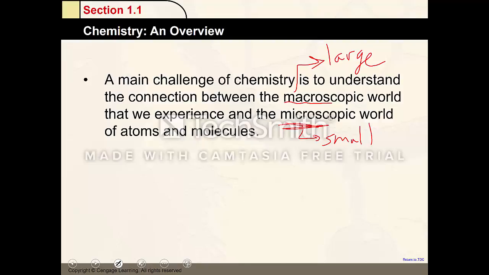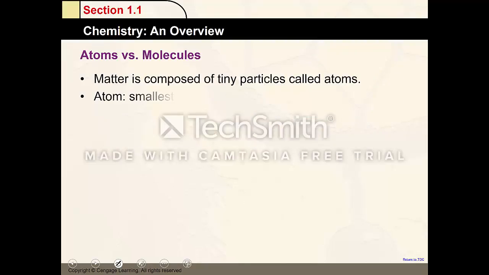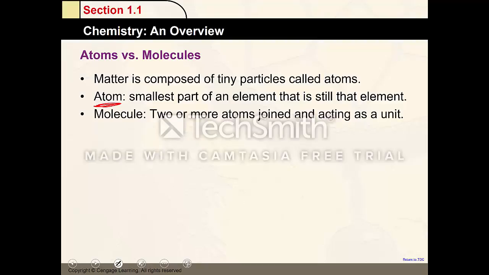So what is the difference between an atom and a molecule? An atom is the smallest part of an element that is still that element. Anytime you think about an atom, look at the periodic table, and I will pass one out in class later this week. Any element on that periodic table is an atom, whereas a molecule is two or more atoms joined together and acting as a unit.